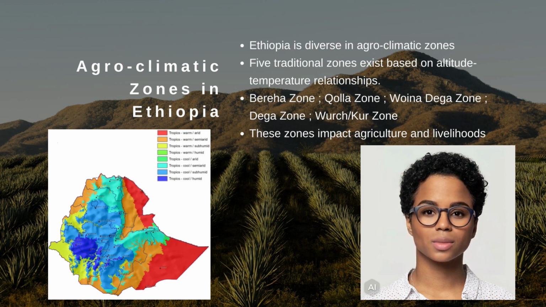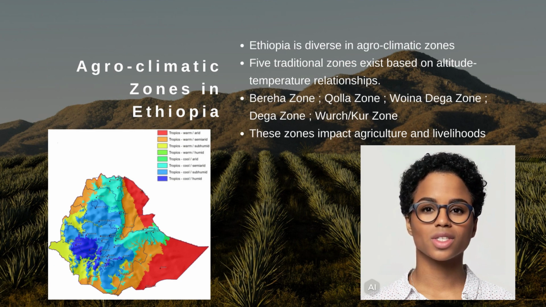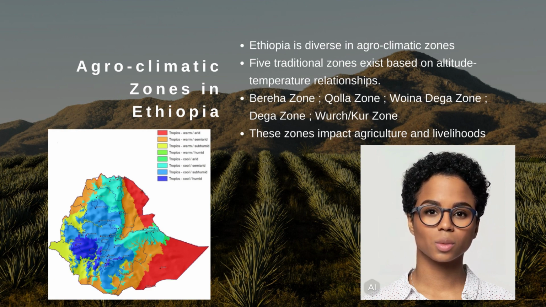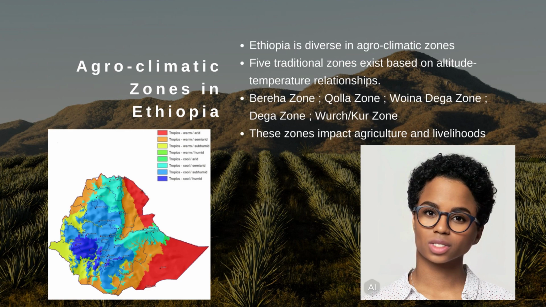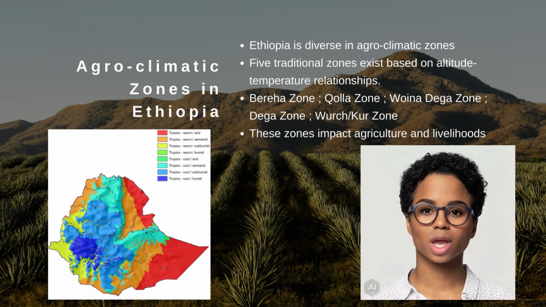Woinadega Zone: subtropical midlands with a moderate subtropical climate, versatile for diverse crops. Dega Zone: temperate highland area with cooler temperatures, suitable for cold-tolerant crops. Wurch Zone: alpine, the highest altitudes with an alpine climate, with a limited growing season for specialized crops.